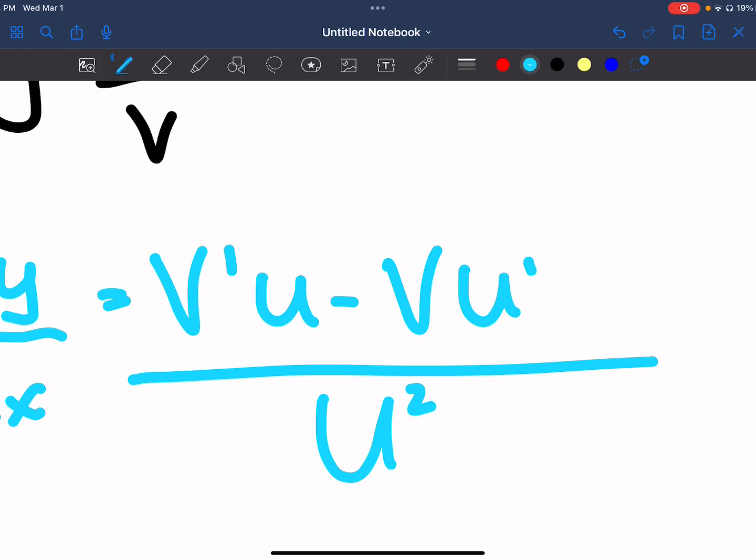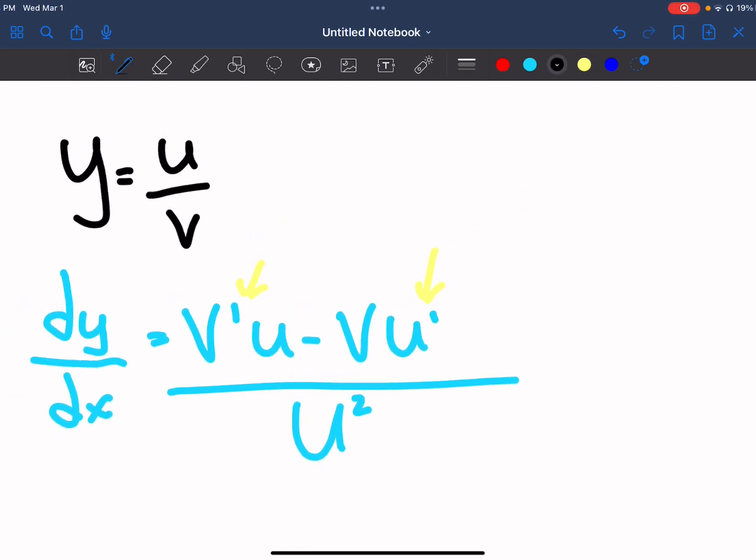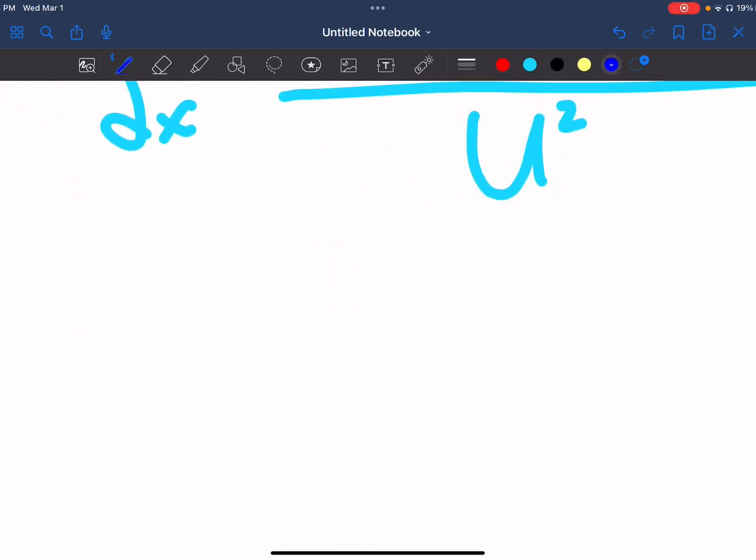Now, this dash or prime, whatever you call it, represents the derivative of that function. So wherever you see that dash, we're just finding the derivative of that. So what does this actually mean? Well, I'll give an example right now so you can understand it a little bit better.